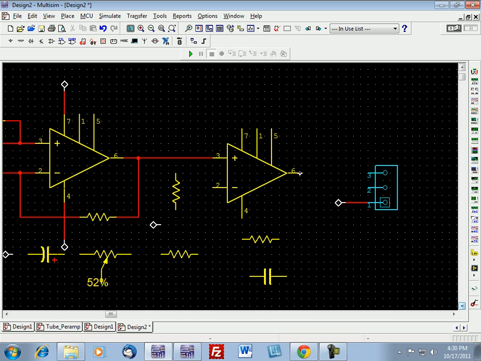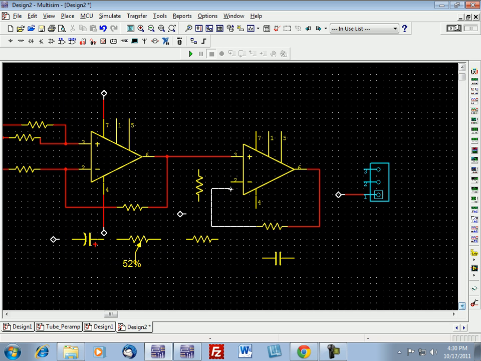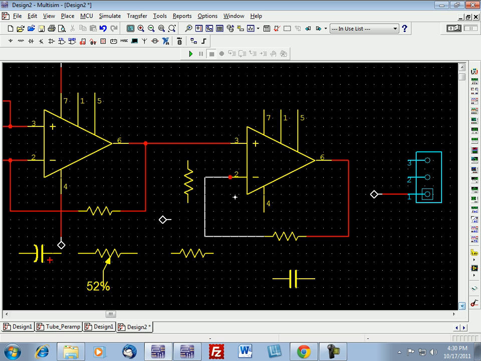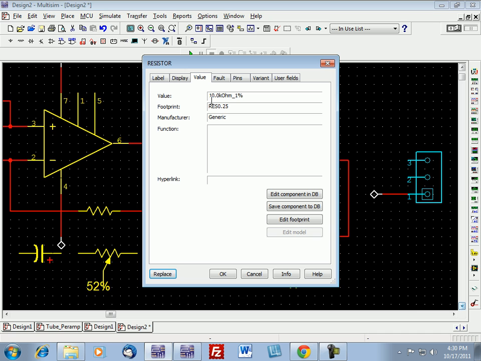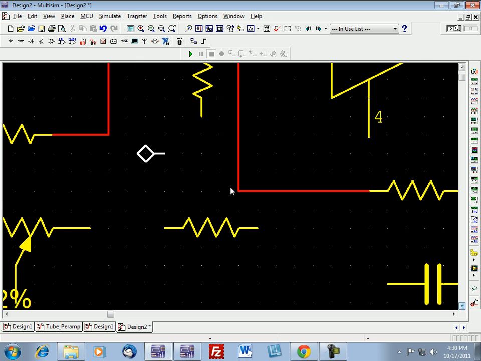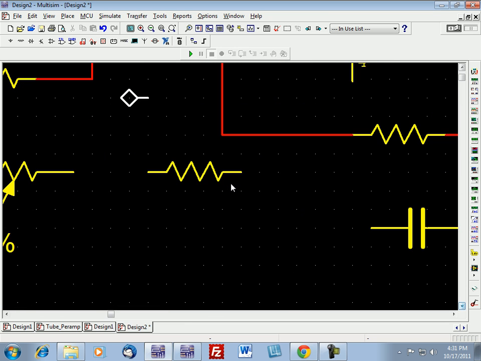I'm going to install this feedback resistor. The feedback resistor is what we use to control the volume or the gain of the amplifier. The higher the value is, the more the gain. If I was to change this from a 10K to like a 47K, it would put out more gain. Almost finished.